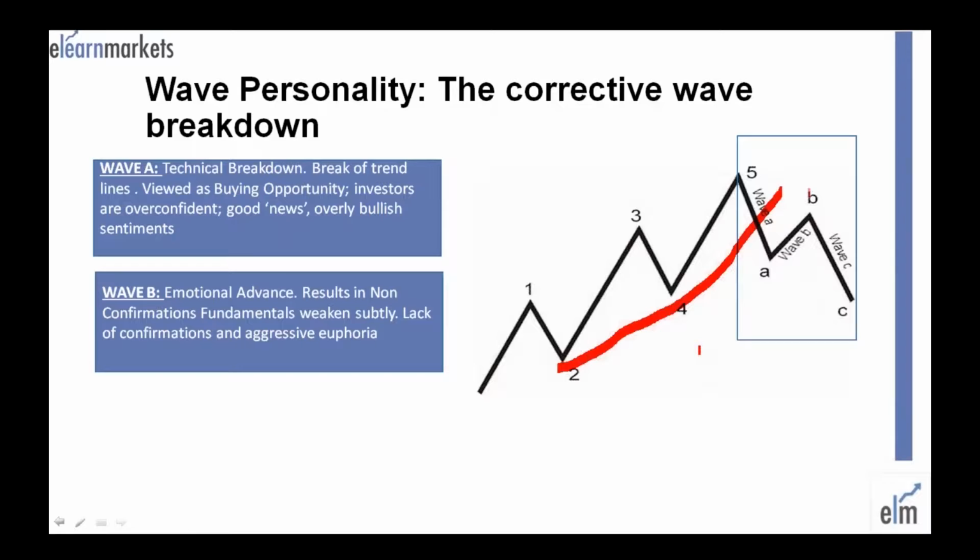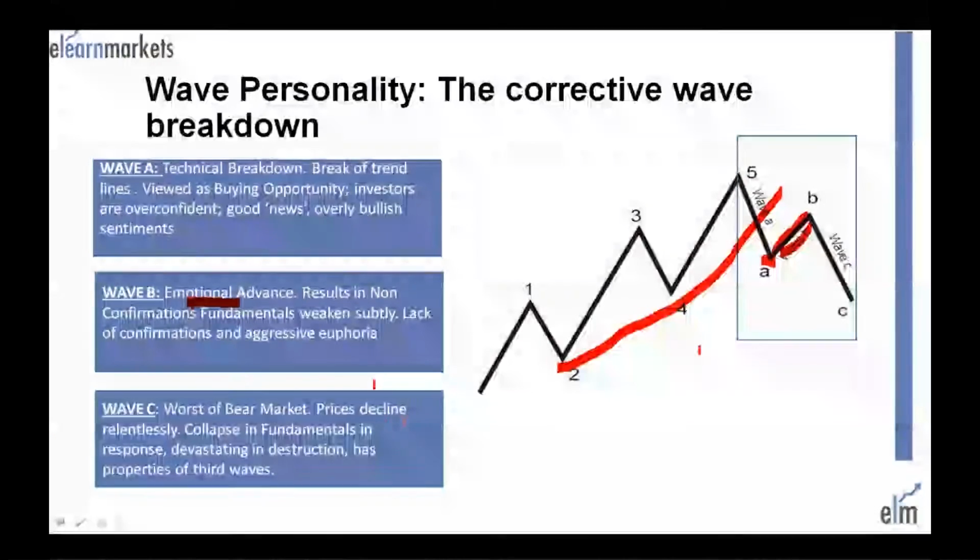Wave B is an emotional advance. As we've already discussed, there's heavy buying from retailers, and that leads to an advance which results in the formation of a wave B, which is called an emotional advance. It results in non-confirmations in the fundamentals, and the fundamentals are considered to be weakened subtly, so subtly that not really noticed by majority of participants. There is a lack of confirmations, and there is very aggressive euphoria.